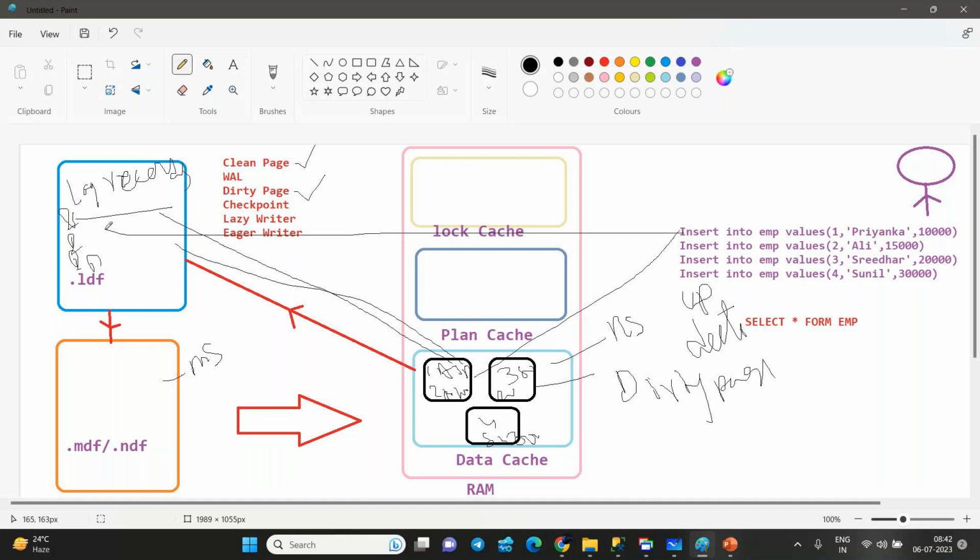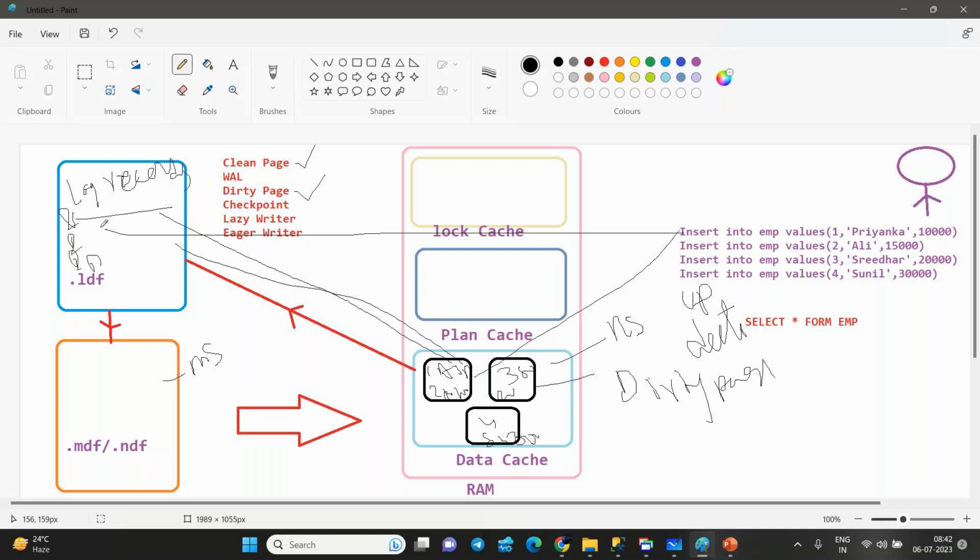So suddenly, if my laptop got crashed, no problem. My data is available in the LDF file. Yesterday, that's what I highlighted: all the change-related information will be logged in the LDF file first, not in the MDF file. First, it will log into the LDF file only. Hope you are getting it? Yes, sir.